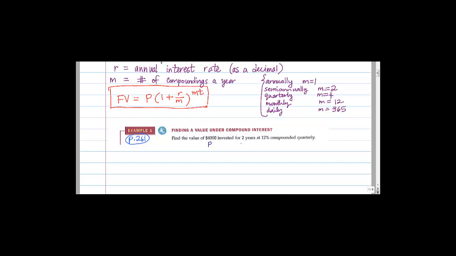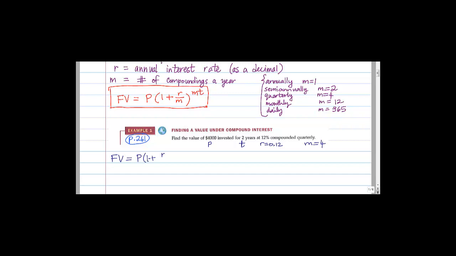Invested for 2 years, so that's time t equals 2. 12%, so that's r. And compounded quarterly, that means m equals 4. So now all we have to do is just plug and chug. Plug this into the formula.